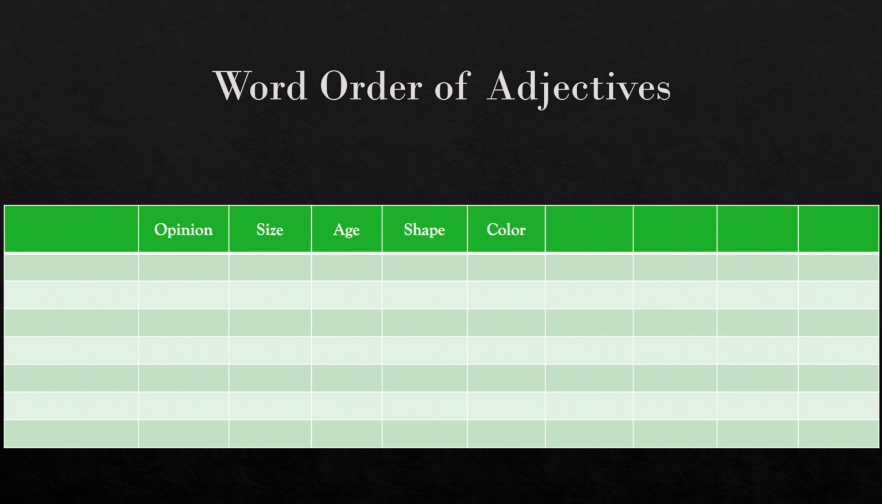Next one, color. We often talk about what color something is, so here's where that adjective goes. Next one, origin. Where did this thing come from? Is it a French thing? Is it Canadian? Here's where you put that. Then we talk about material. What is it made of? Is it cloth, metal, plastic? Here's where you say that. Finally, the last one is when we use a noun as an adjective. Let's practice with some sentences.